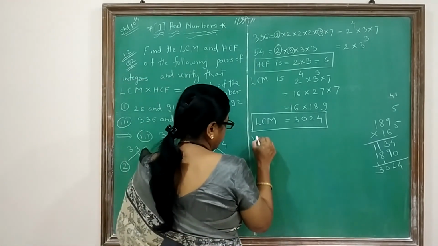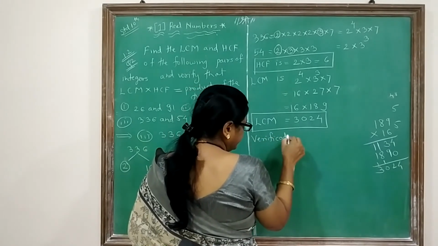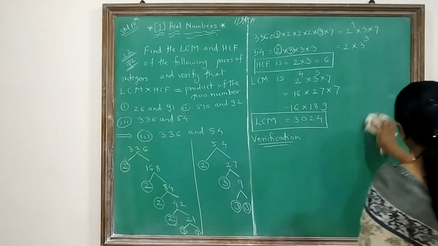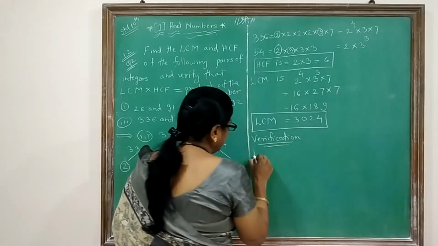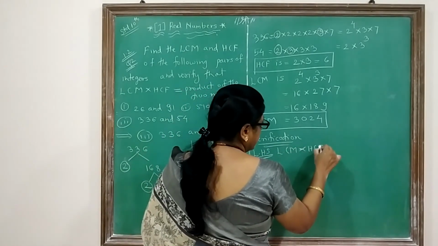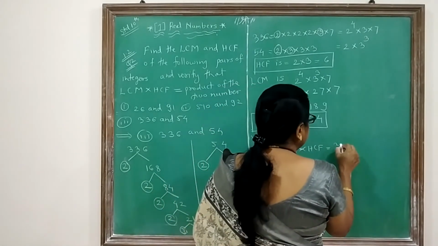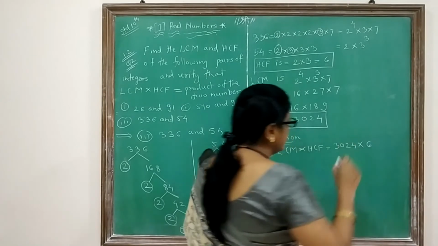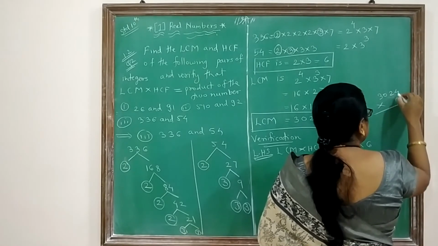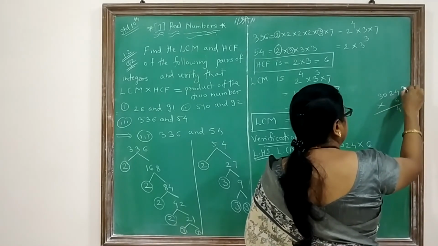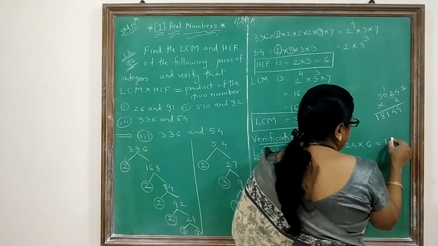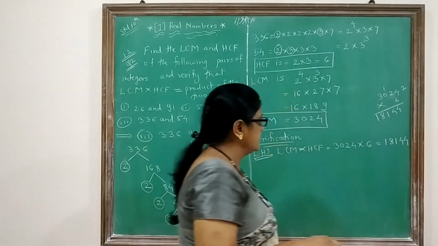Then verification. Then your LHS is what? LCM into HCF. Then LCM is 3024 multiplied by HCF is 6. Then multiply here 3024 into 6. 6 fours are 24. Then 6 twos are 12. 12 plus 2 is 14. Then 6 zeros are 0. Then 6 threes are 18. That is 18144. This is your LHS.